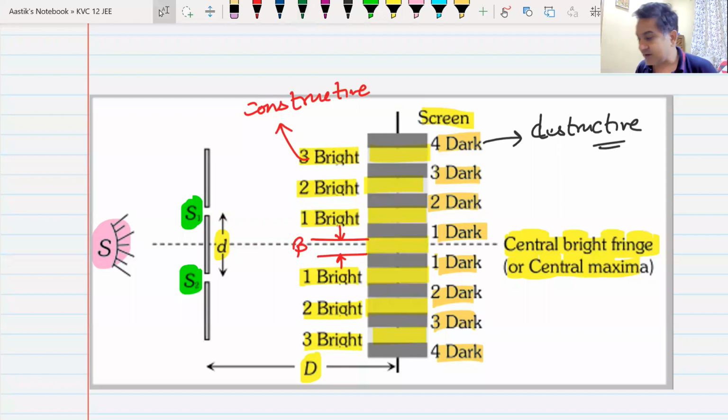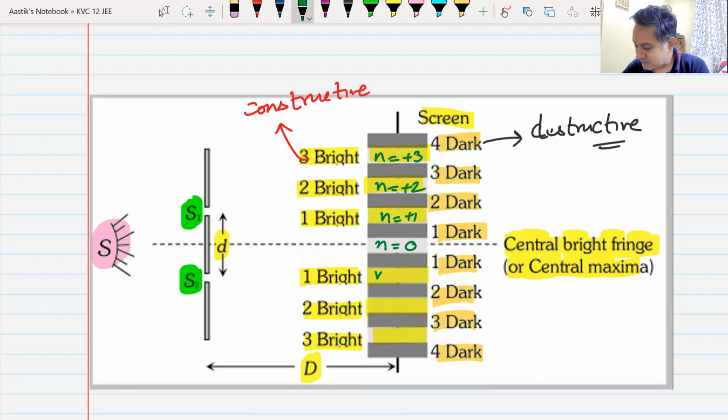So I'll take you back to the diagram that we had drawn: bright, bright, bright, dark, dark, dark, bright, bright, bright, dark, dark, dark. So the green one, n is equal to 0, is the central bright fringe. n is equal to plus 1, n is equal to plus 2, n is equal to plus 3. This is n is equal to minus 1, n is equal to minus 2, and n is equal to minus 3. Do we understand this?